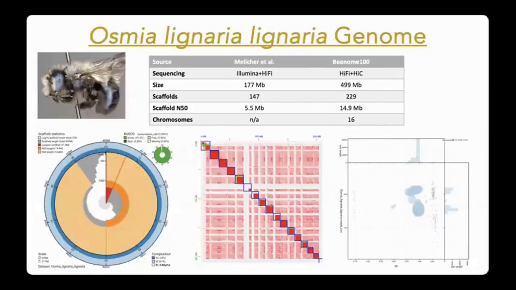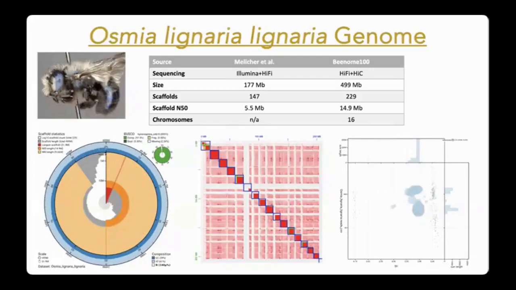Finally, Osmia lignaria, the blue orchard bee, is a solitary bee that is a managed pollinator in almond and fruit orchards, and is often used as an alternative pollinator to the honeybee. An unpublished genome was generated several years ago using Illumina and some PacBio data, and this genome has a size of 177 megabases and an N50 of 5.5 megabases.